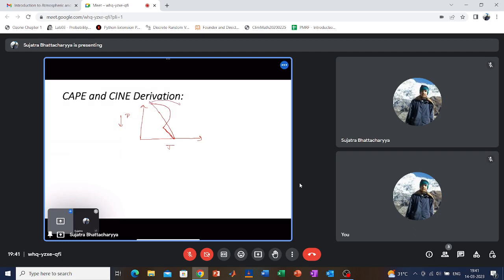Now this is LNB. What is that? Level of neutral buoyancy, or sometimes it is called the equilibrium level, where these things merge. This is your LCL, lifting condensation level. And this is the LFC, level of free convection, above which the parcel can go on its own because of the latent heat which is there.